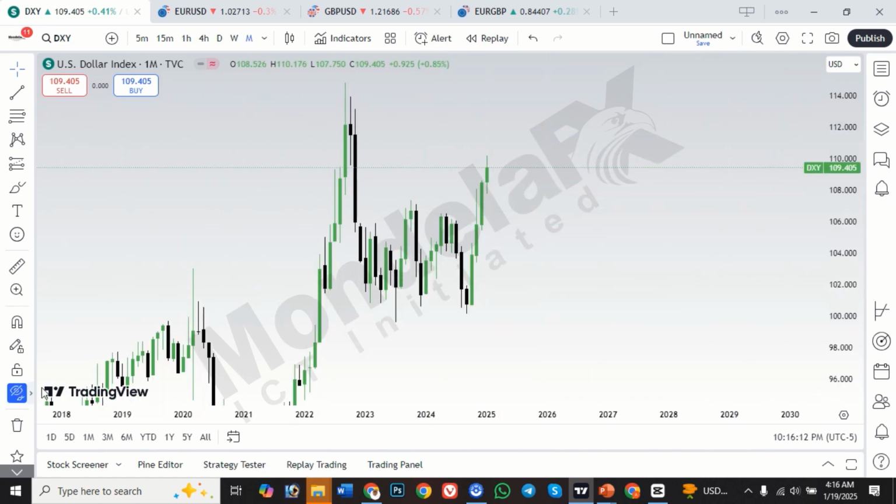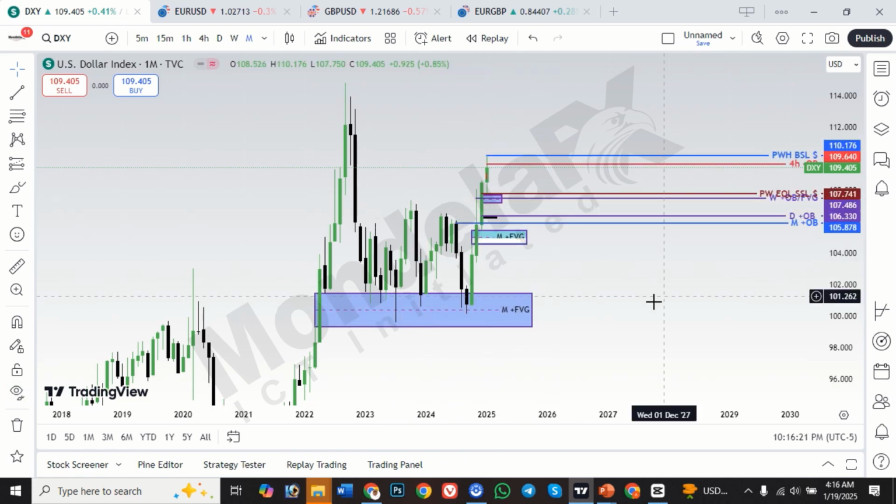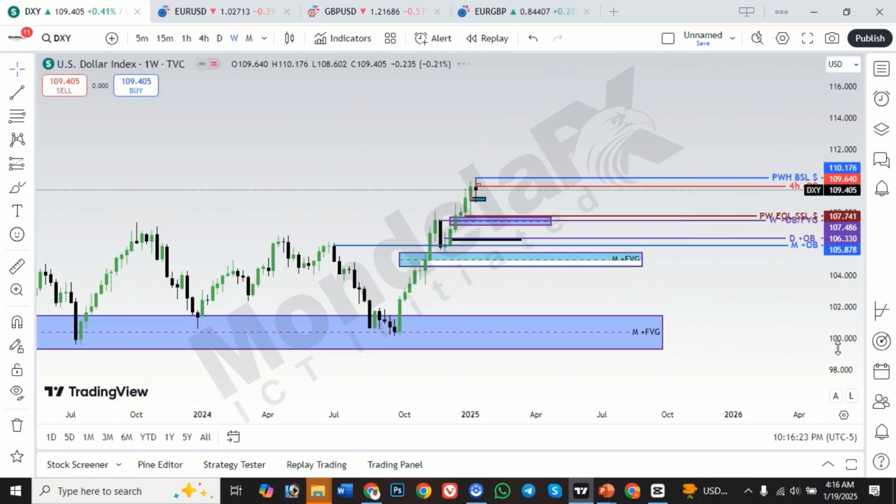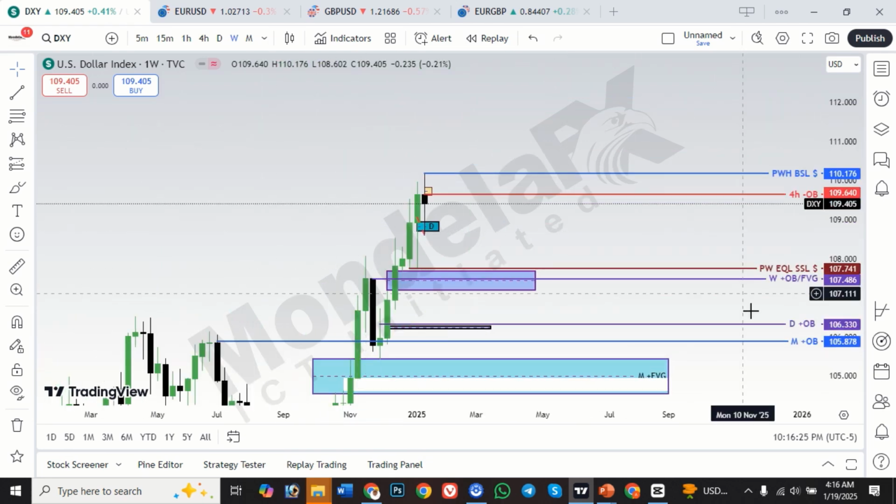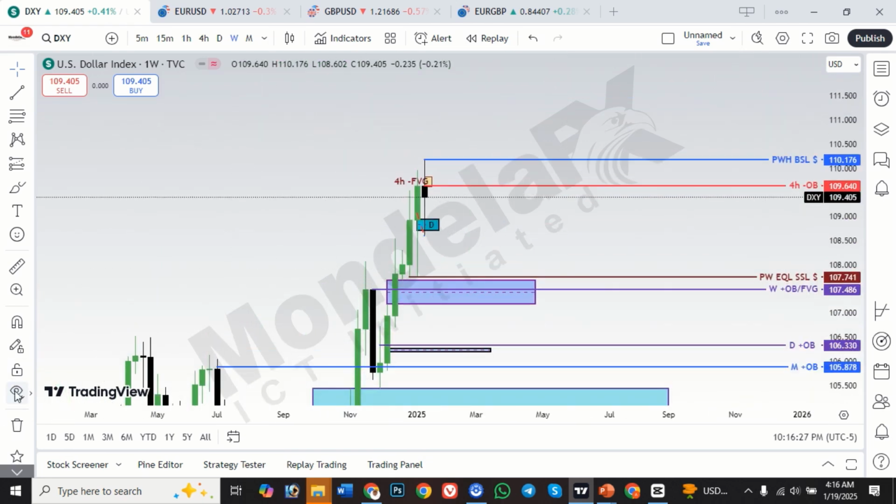Look at it right here. I marked this other block, fair value gap. Look, it's still trading up, so it's still valid. I don't really need to do much here, so I will drop it to a weekly chart. On this weekly chart now, when you come to a weekly chart, you will determine.